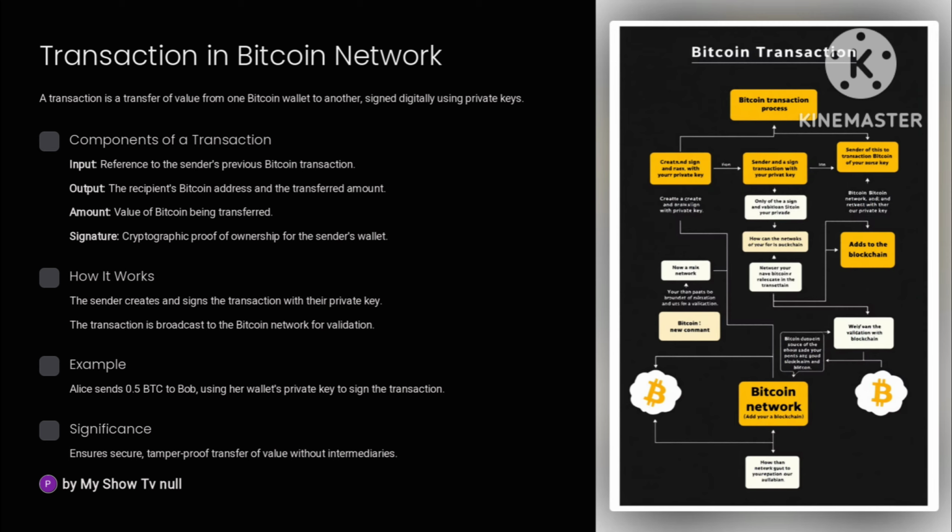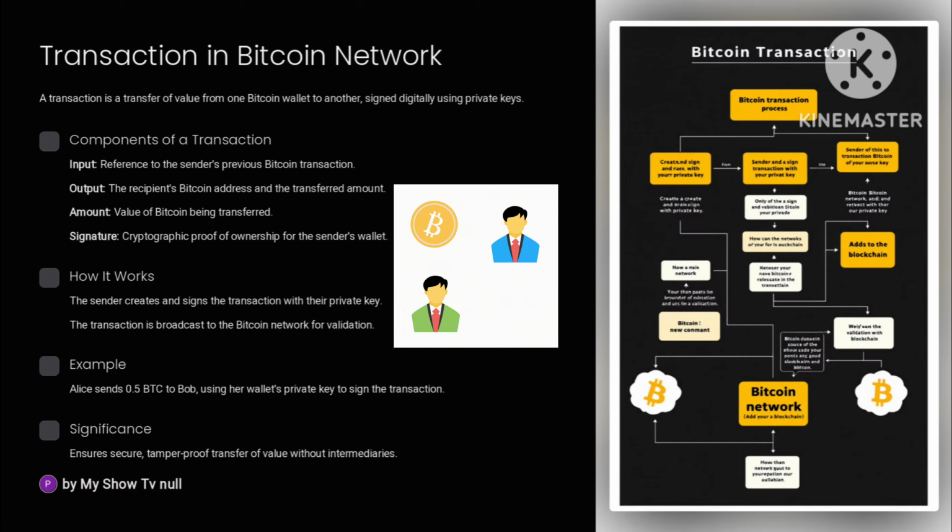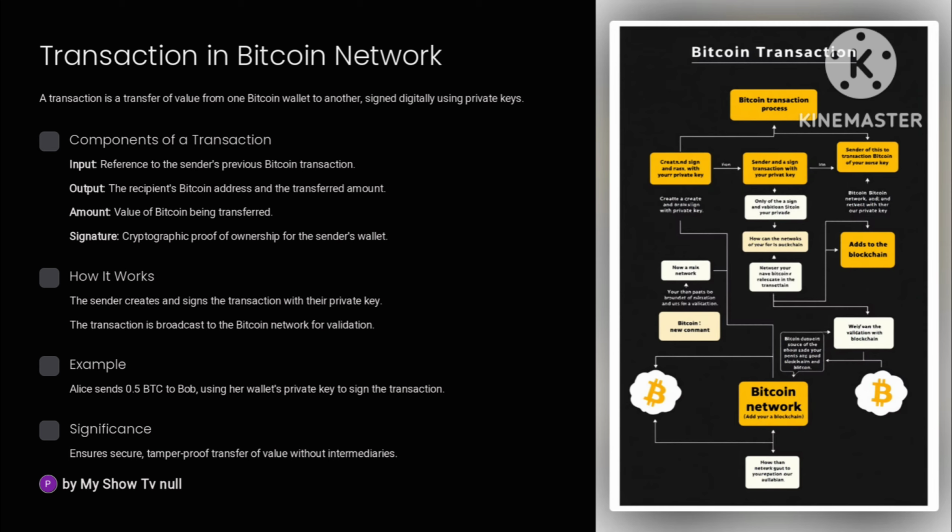Transaction in Bitcoin network. Let's start with the foundation of any Bitcoin activity, the transaction. A transaction is simply the act of transferring Bitcoin from one wallet to another. Each transaction has four key components. 1. Input refers to the sender's Bitcoin balance, which is linked to a previous transaction. Think of it as referencing money you've received in the past.